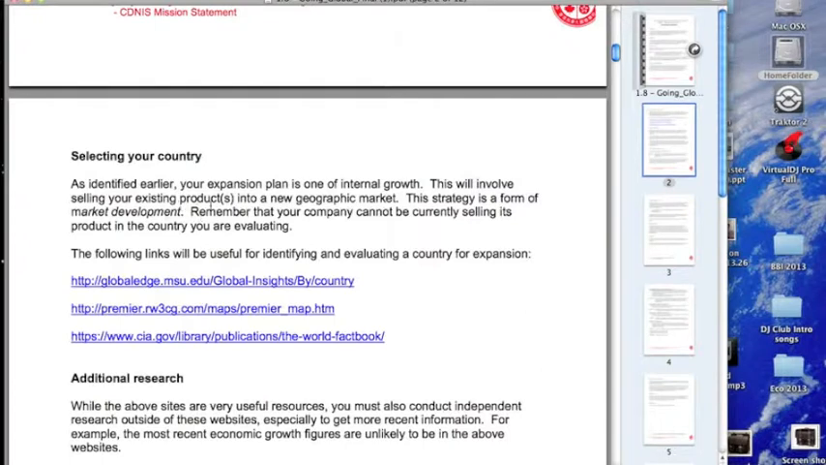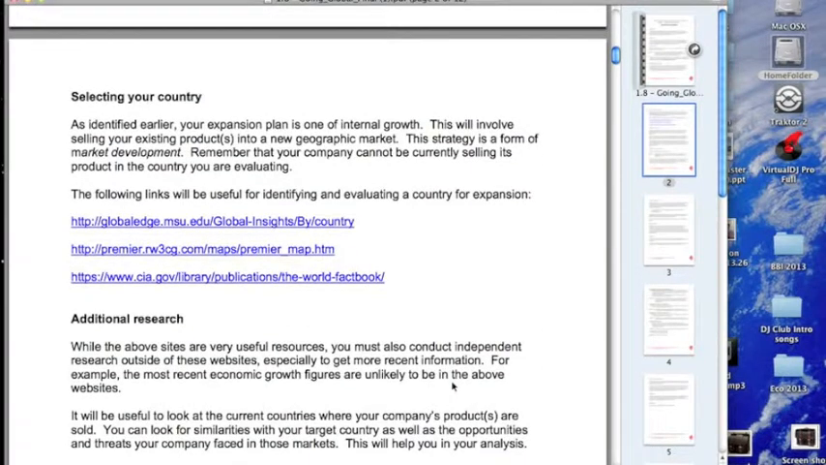This would involve selecting an existing product for a new geographic region or market. This strategy is a form of market development. Remember that your company cannot currently be selling the product in the country you're evaluating. For example, having McDonald's move to Hong Kong is not an appropriate company and country, because McDonald's already operates in Hong Kong. Here are some links that may be useful to identify and evaluate if a country is suitable for expansion. Basically, you're going to be looking at the PEST factors that are affecting this company.